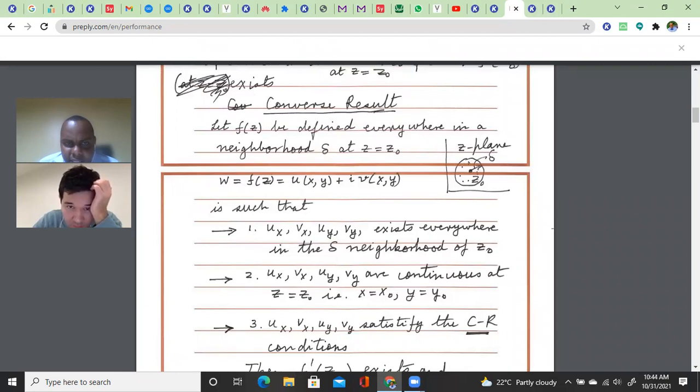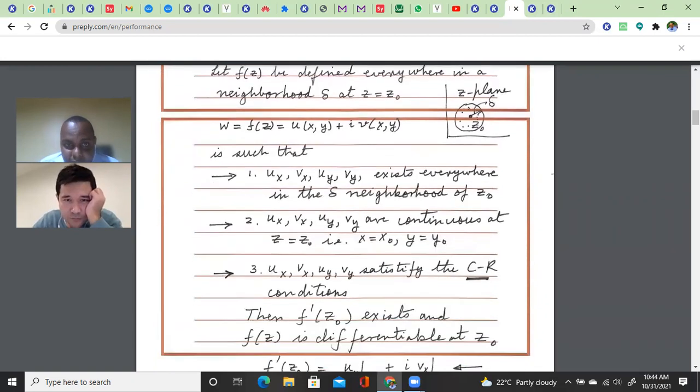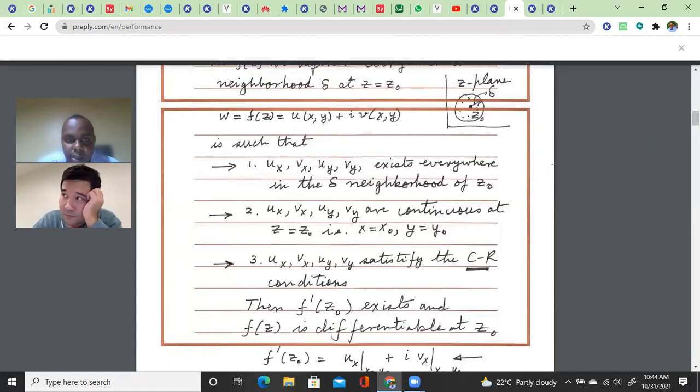Converse result: let f(z) be defined everywhere in a neighborhood, sigma, at z equals z naught. You rewrite f of z as two functions, u of xy plus i v of xy. That is the first step that I told you about. You see what he has written as u sub x? This is the partial derivative of u with respect to x. It is a simpler way of writing it.